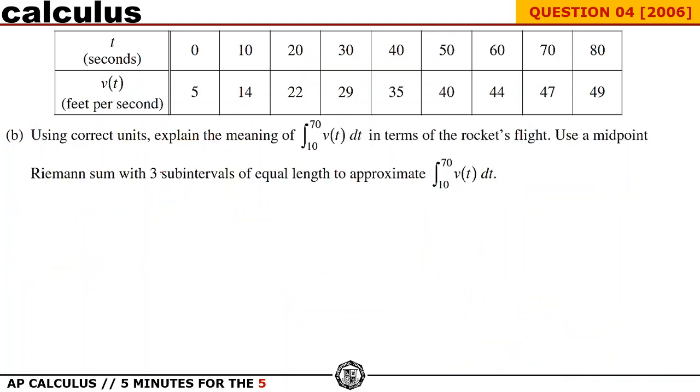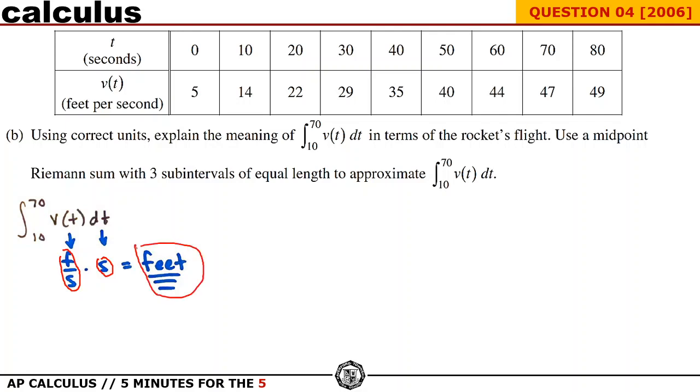For part B, they want you to explain the meaning of the integral in terms of the rocket's flight, and then they want you to do a midpoint Riemann sum with 3 subintervals to find out the value of that integral or approximate it. So here we go. The explanation of the integral. You want to remember that since velocity is measured in feet per second, and the differential for time is measured in seconds, when you multiply those two together, you're just left with feet. So I know our answer is going to have to be something involving feet.